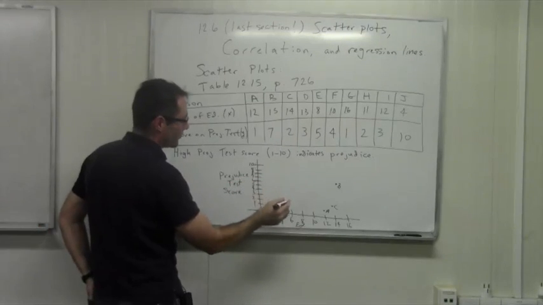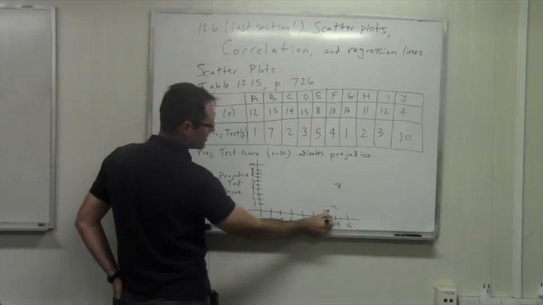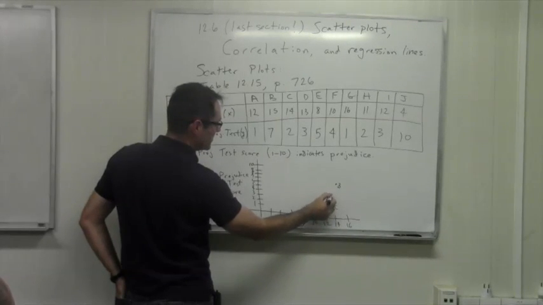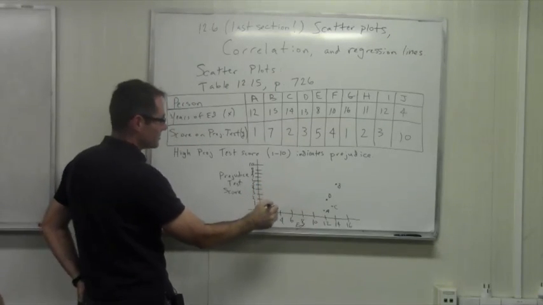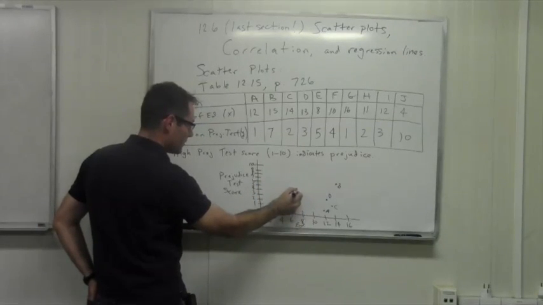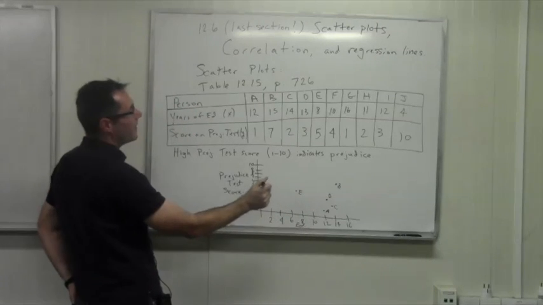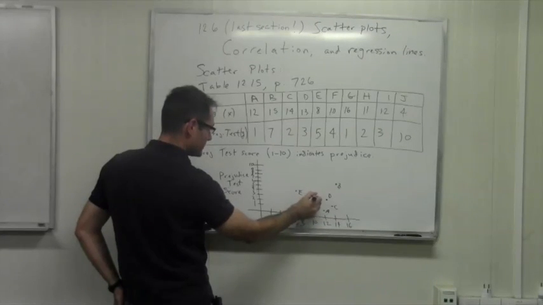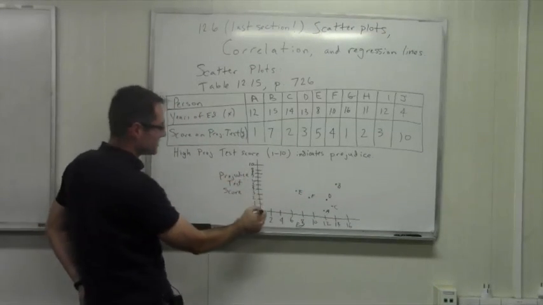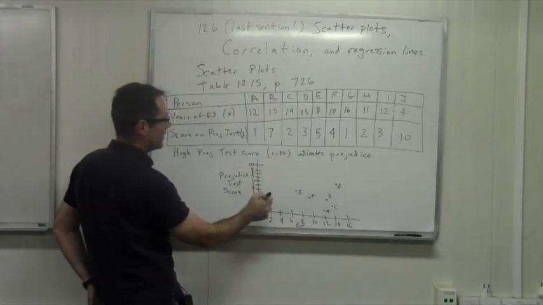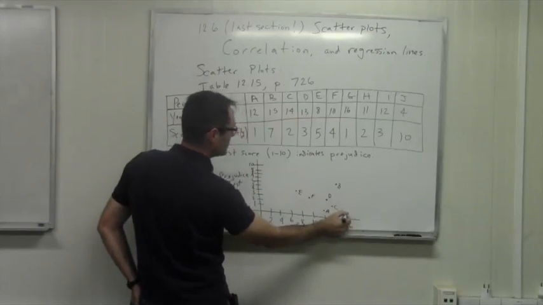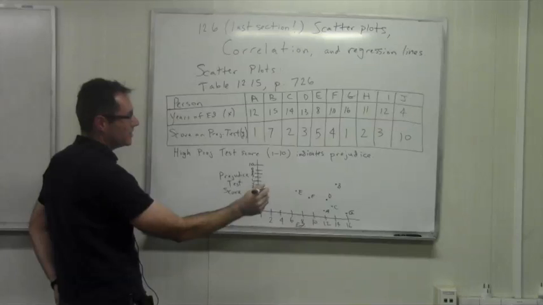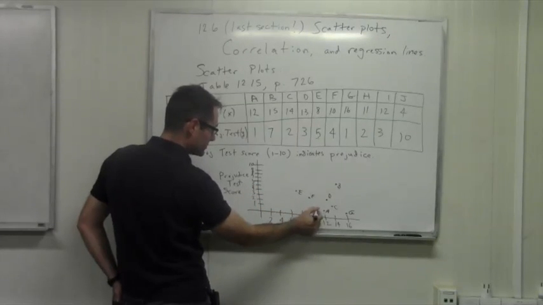13, prejudice level of 3. Should be about here. That's D. E, 8 years of education, prejudice level of 5. About here. E. F, 10 and 4. 10 and 4 is about here. That's F. G is 16 and 1. Let's see, that would be here, and that is G. H is 11 and 2. It's here, H.